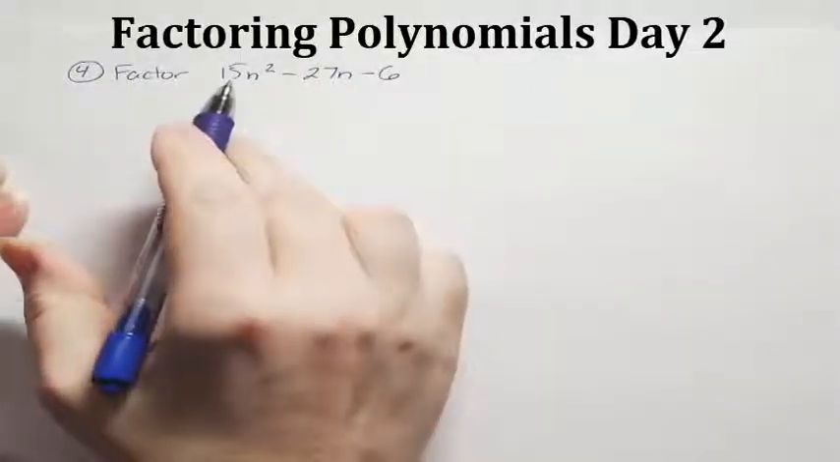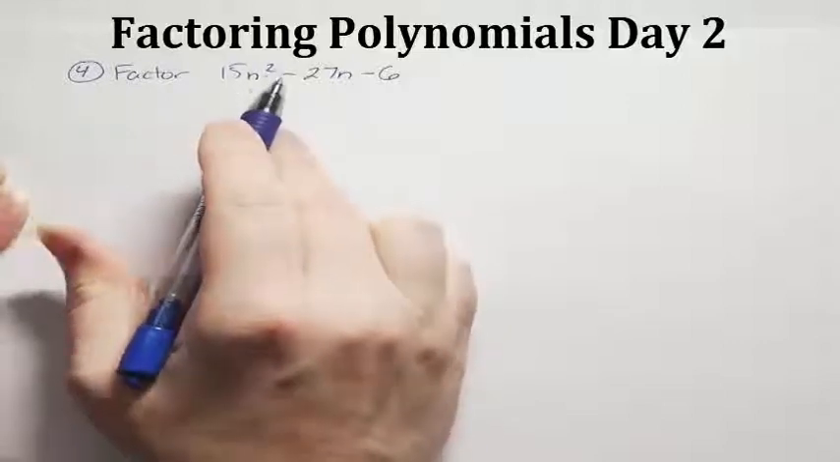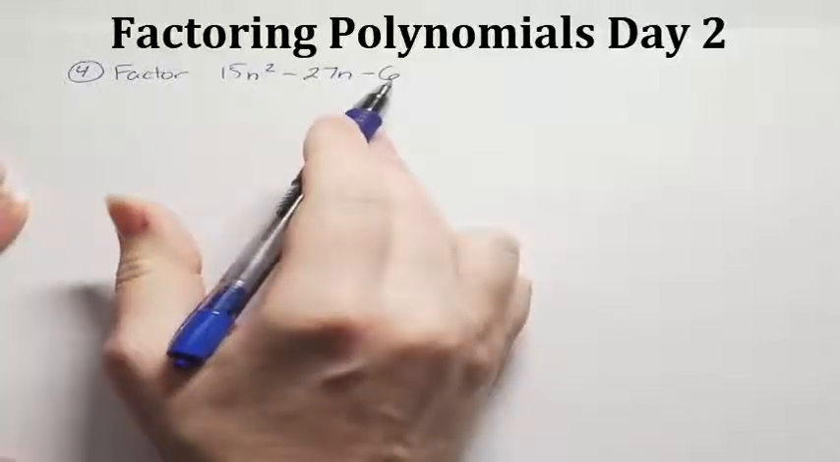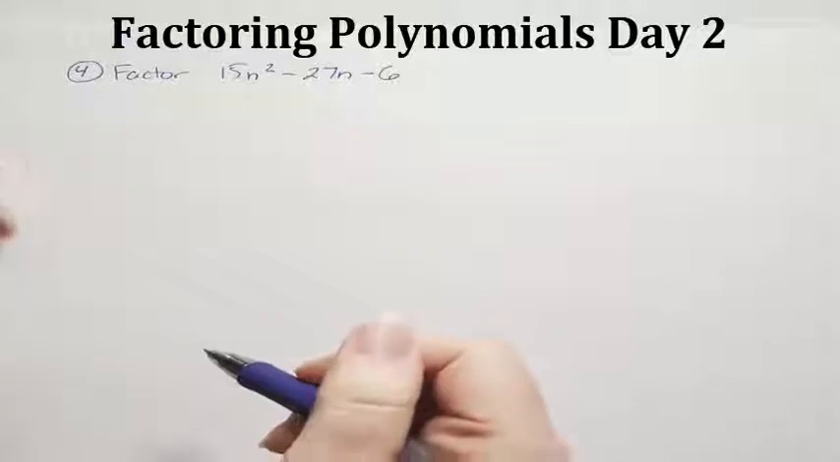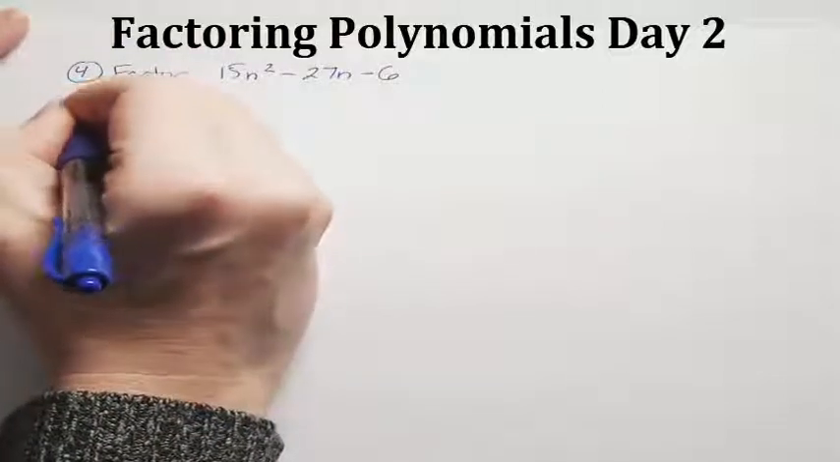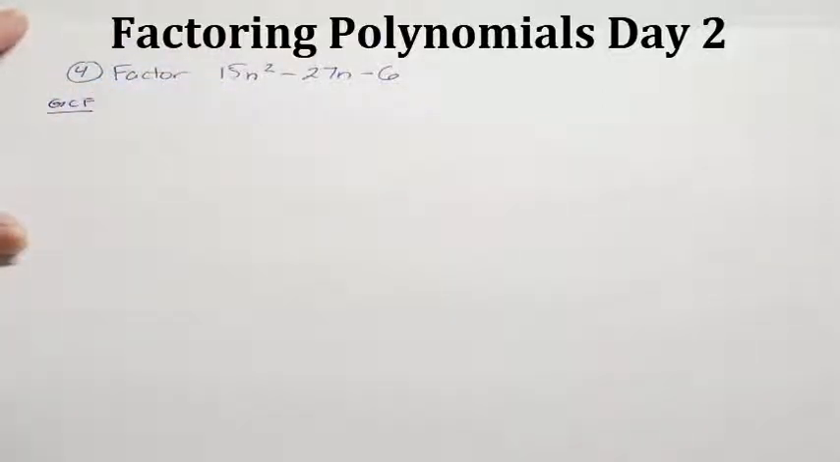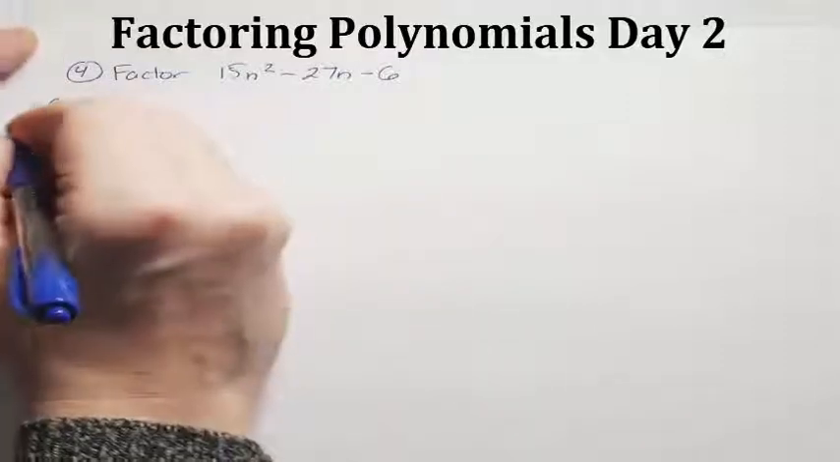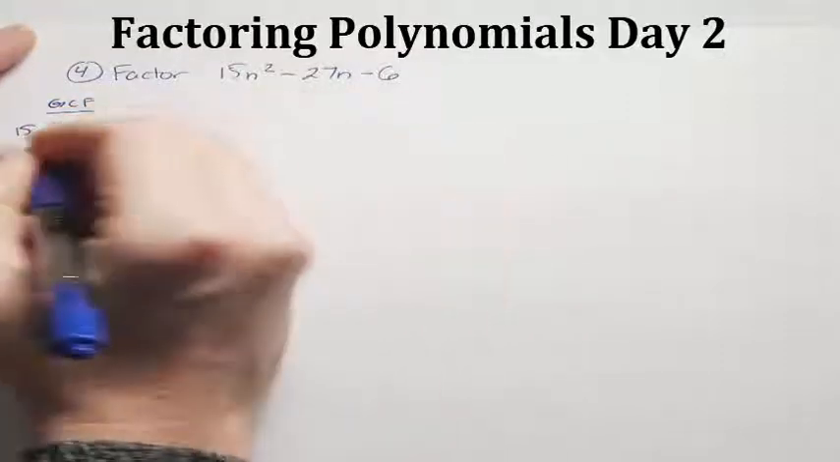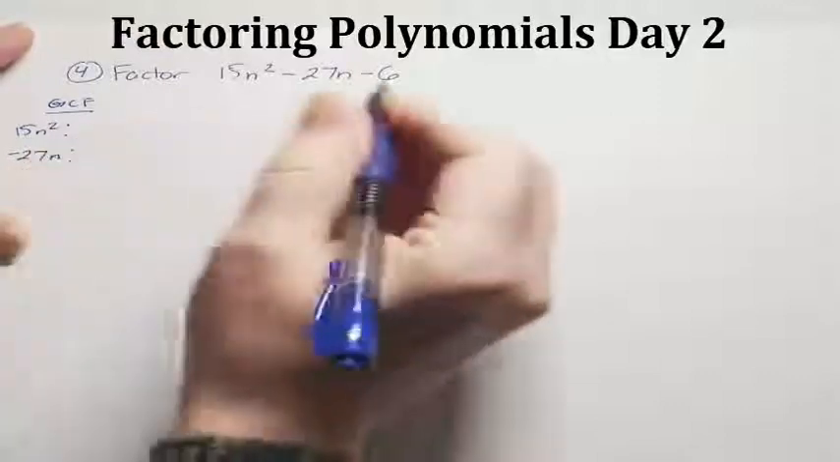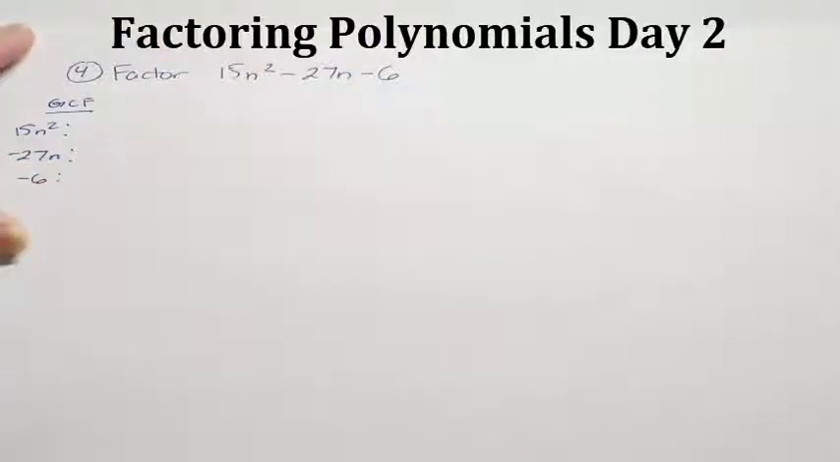So problem number 4, we're going to factor 15n squared minus 27n minus 6. So first job is always, can we make these numbers smaller to work with? Can we make them easier? So we're going to see if we can factor out a GCF. So I have 15n squared, I have a negative 27n, and I have a negative 6. Do they have anything in common?